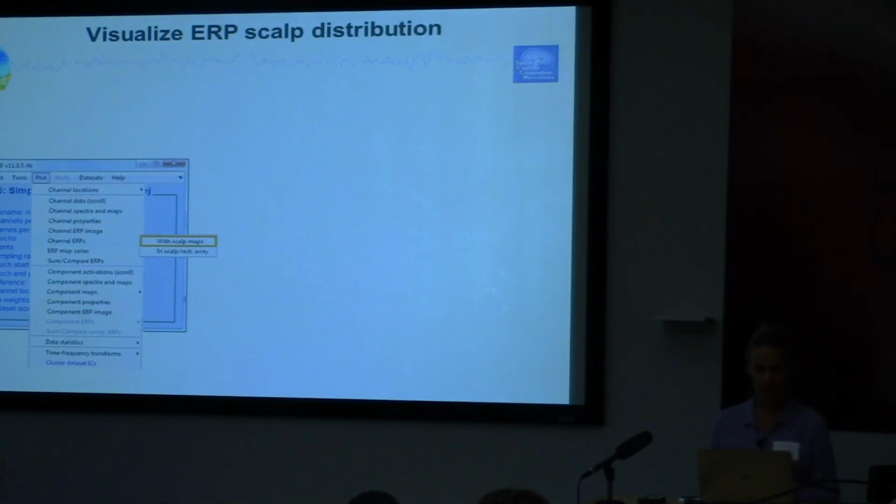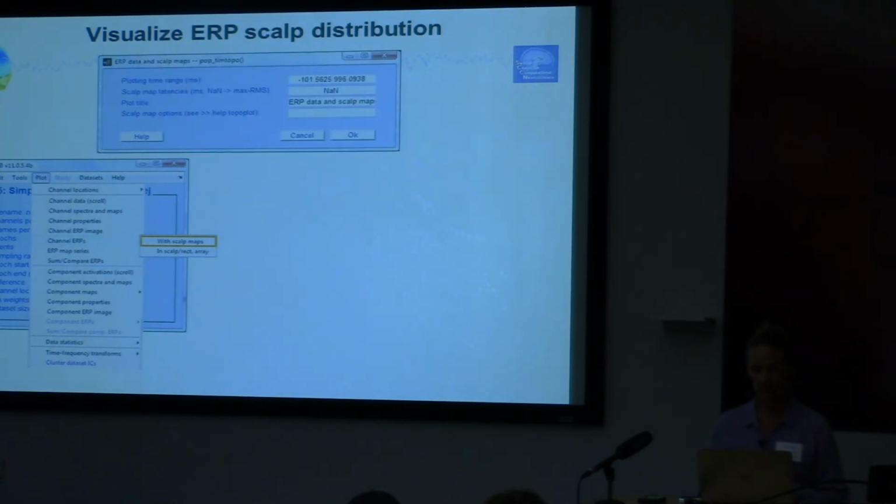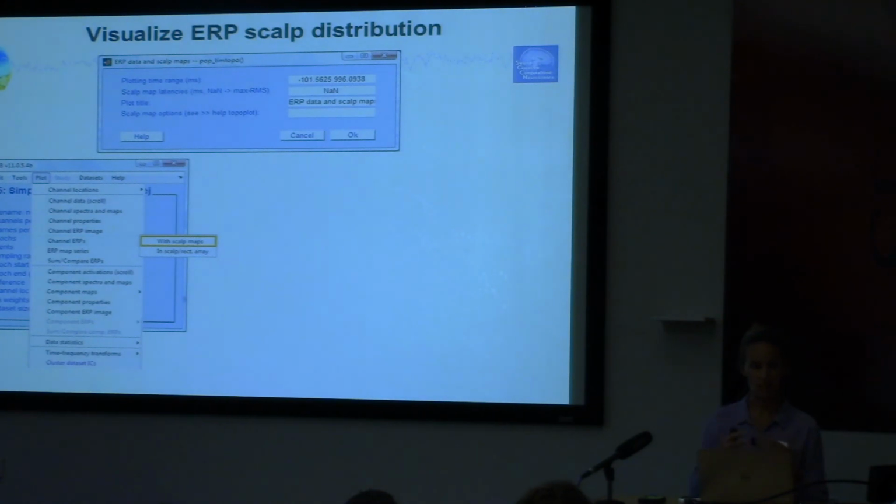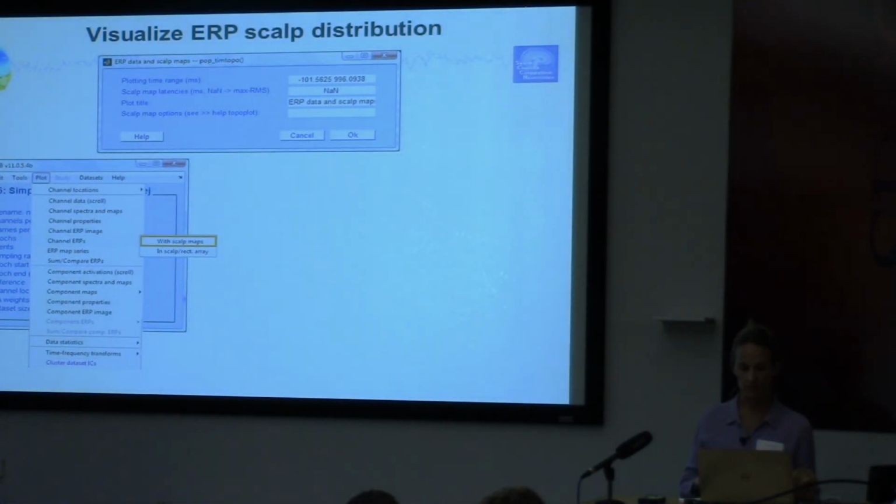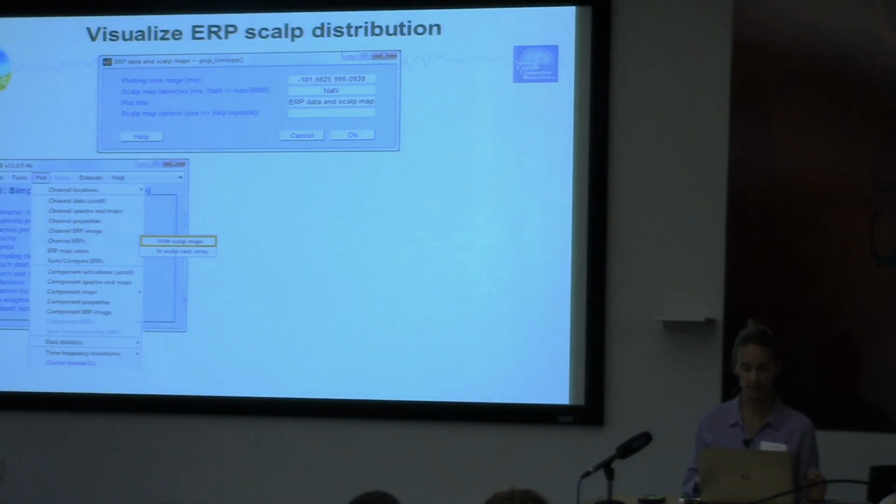Another option is to look at ERPs with scalp maps. So this is the interface. You can choose the time limits. NaN here in the second line, that's just asking for the highest RMS deviation. So it's usually the highest ERP in your chosen time frame there. You can also put in a millisecond time as well, or multiple millisecond times.